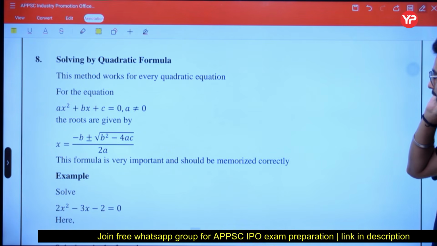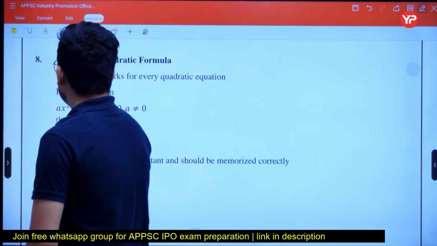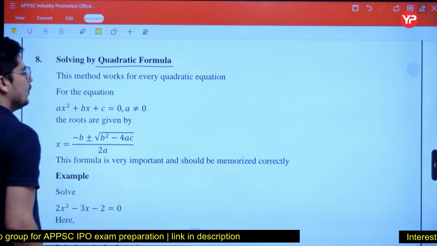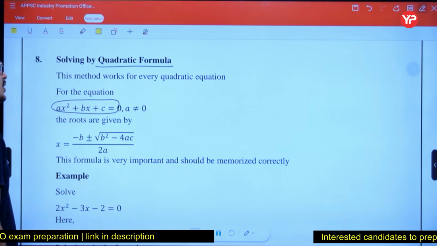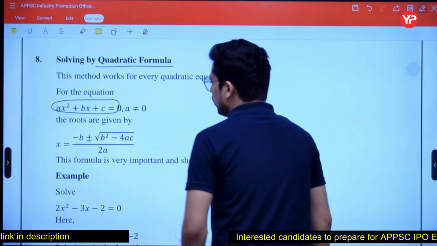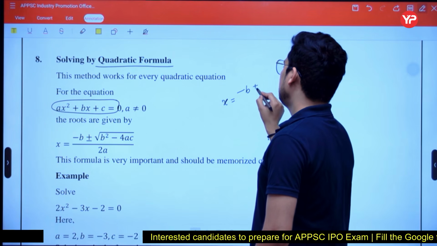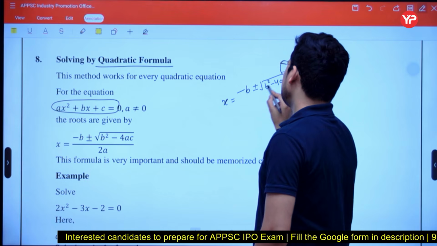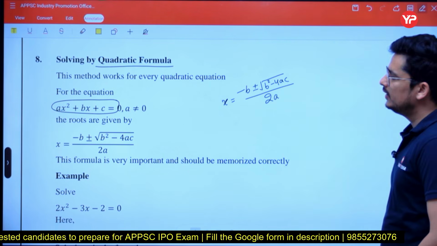This was solved by the completing the square method. Another one is solving the given equation by using the quadratic formula. This is the quadratic equation, and if you want to solve it, you can use the quadratic formula: x equals minus b plus or minus the square root of b squared minus 4ac, divided by 2a. That is the formula.